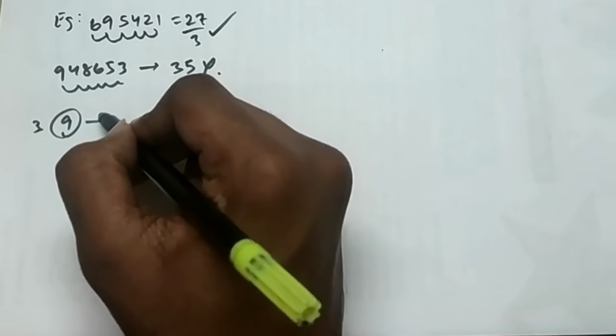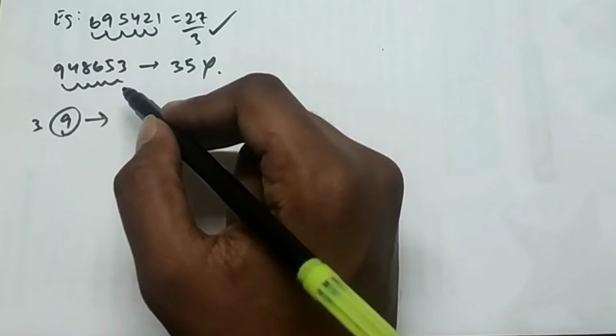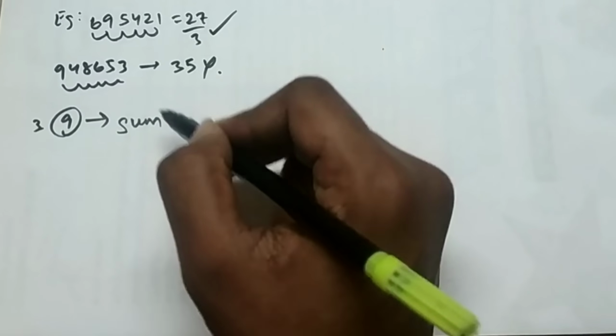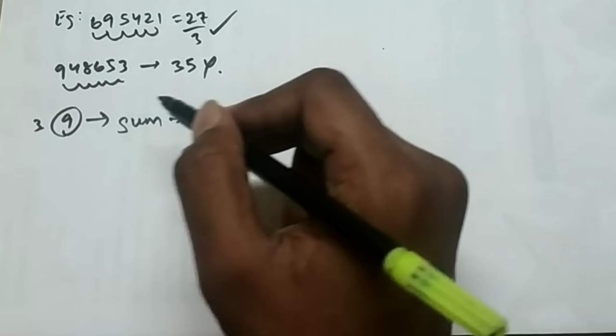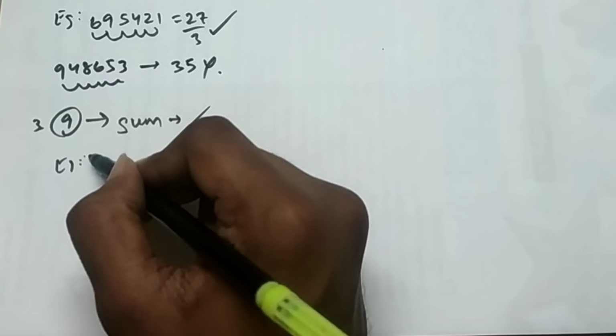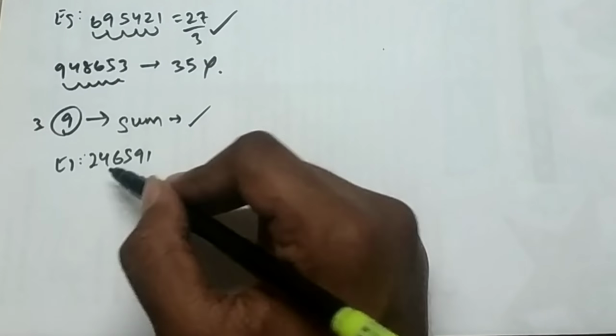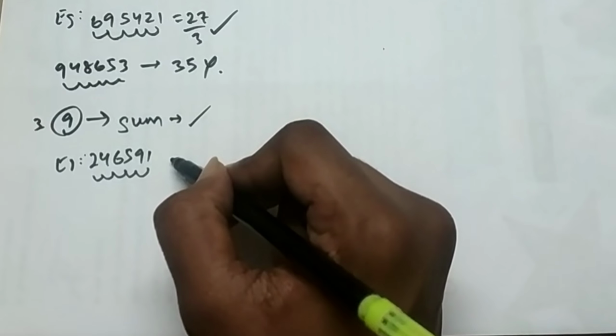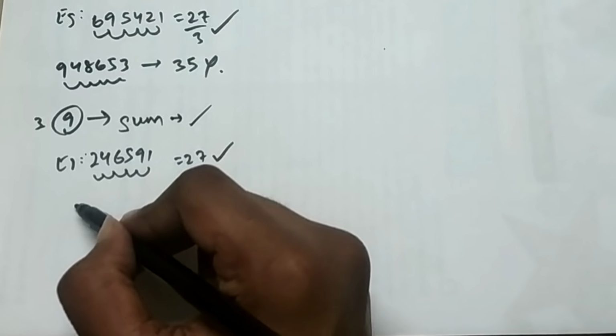And now we'll take 9. Here the sum of the digits of a number should be divisible by 9, and then the number is also divisible by 9. If we take a number, for example 246591, the sum will be equal to 27. So it is divisible by 9.